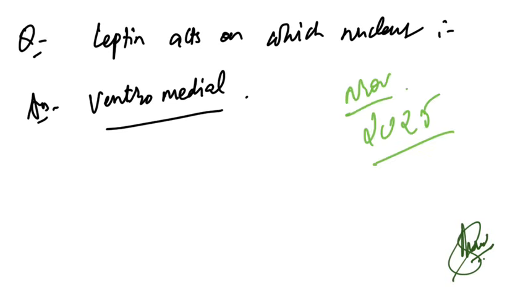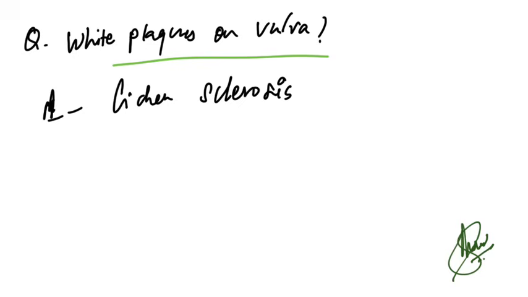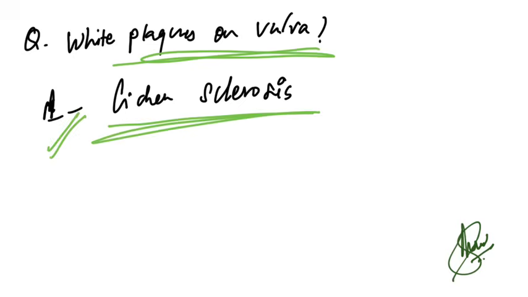So leptin acts on which nucleus? The answer is the ventromedial nucleus. Leptin acts on the ventromedial nucleus. Then white plaques on the vulva are present in the condition called lichen sclerosus.